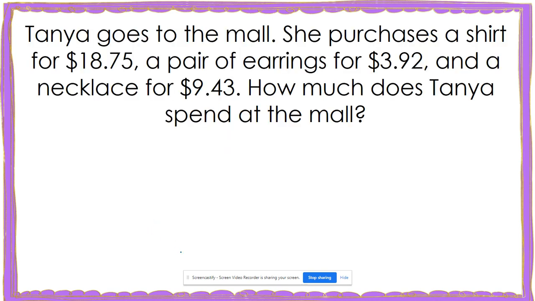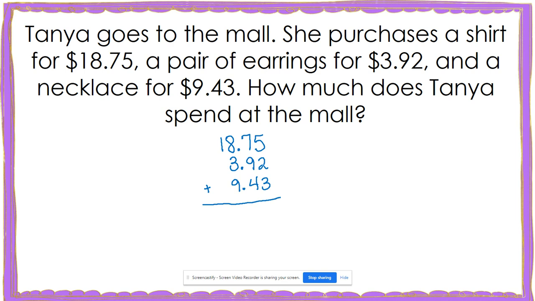For this problem, it says Tanya goes to the mall. She purchases a shirt for $18.75, a pair of earrings for $3.92, and a necklace for $9.43. To find out how much Tanya spends at the mall, I'm going to add all of the purchases that she got. So I will add $18.75, $3.92, and $9.43. When I put these, I made sure that I lined up all of my decimals. Now I can just add like normal.